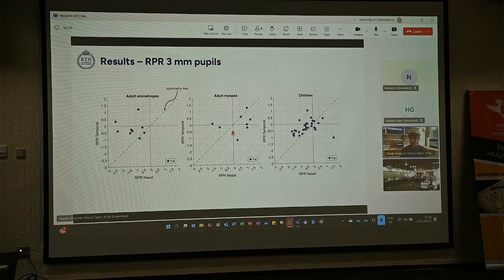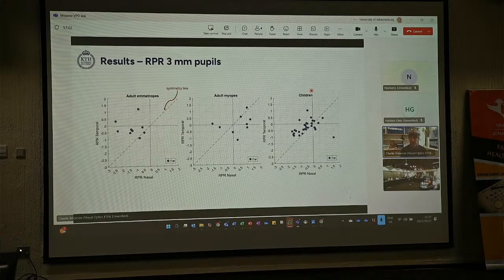And then for the children, first of all, we have many more children, but they are also more concentrated in the middle here. So their RPR, both nasally and temporally, is closer to 0 than for the adults. Still, most of the children have a slightly more negative nasal RPR than temporal. This means that they have this asymmetric tendency, similar to what the adult emmetropes have. They're all on one side of the symmetry line, or most of them are.